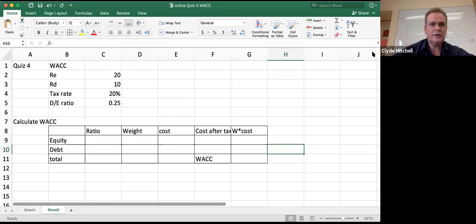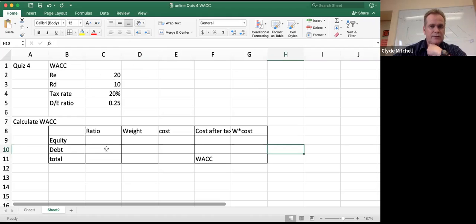Okay, so here we go. This is the quiz example. This is slightly different numbers to what you've got, but I've got the cost of equity, the cost of debt, the tax rate, and the debt equity ratio. My starting point is to work with the debt equity ratio.